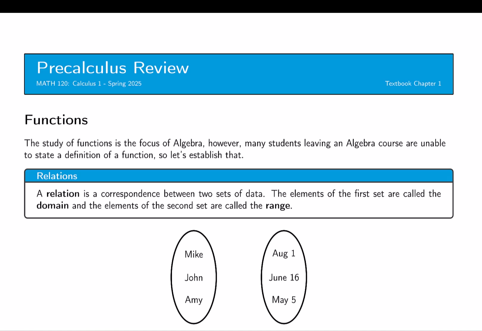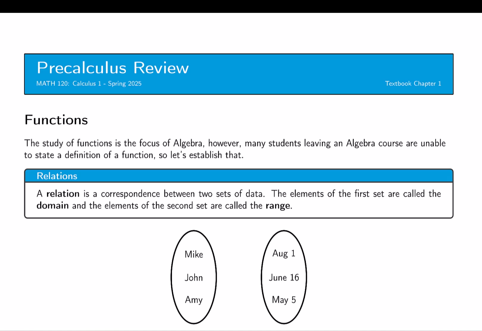But coming into calculus, a lot of students still have gaps in their knowledge, and I'm hoping to give you the most important things that you're going to need to be able to do so that those gaps don't hold you back as you're studying calculus.